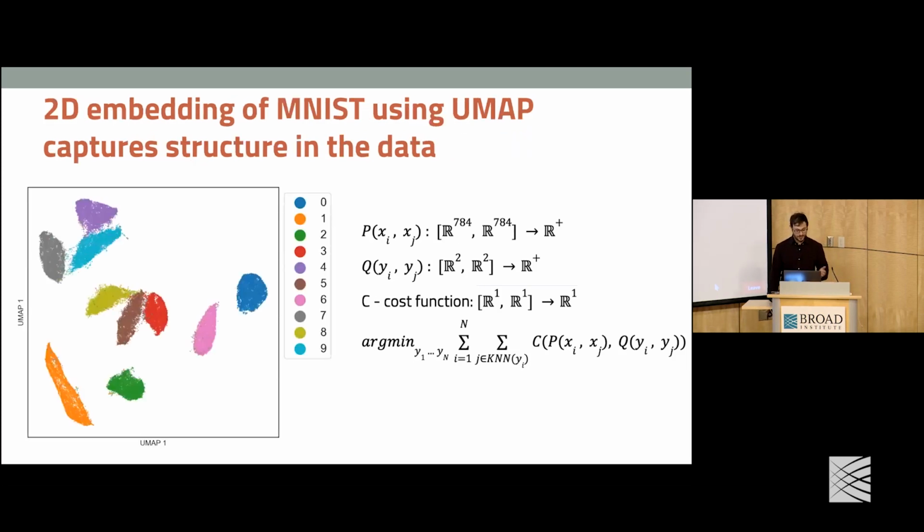And this works really well for MNIST data in that in the reconstructed two-dimensional versions of these observations, it is able to preserve a lot of the structure that we expect to be there in high dimension.